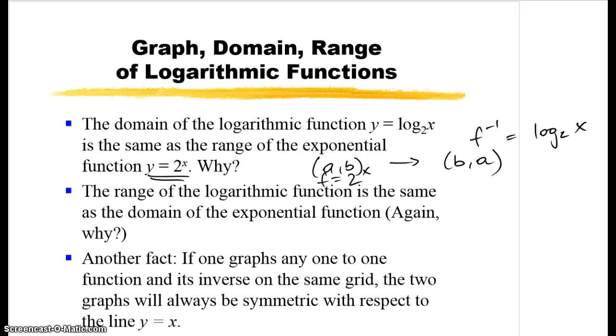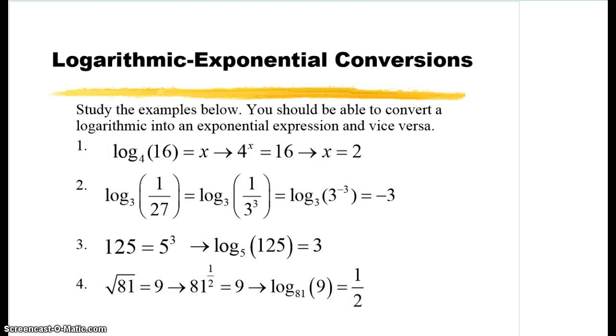So that is why it makes sense to say that the domain of one became the range of the other, and vice versa. The range of the original became the domain of the inverse. And that's exactly what we have here. The range of the log function is the same as the domain of the exponential function for the same reason. Another fact, as I already stated, if one graphs any one-to-one function and its inverse on the same grid, the two graphs will always be symmetric with respect to the line y equals x. Keep that in mind. Okay, why don't we get some practice in evaluating these logs?